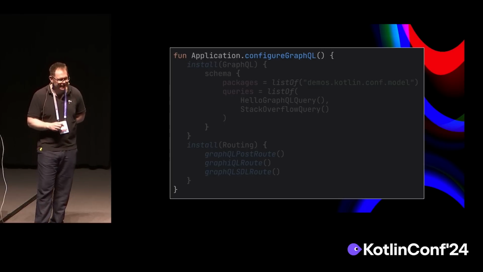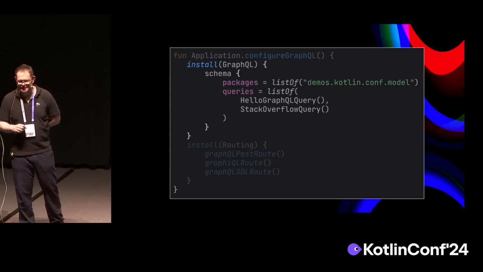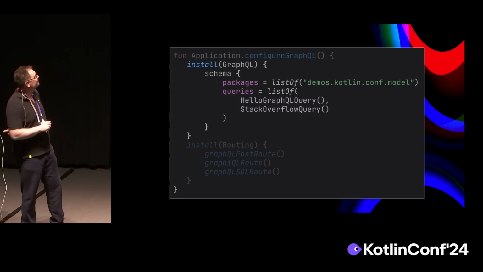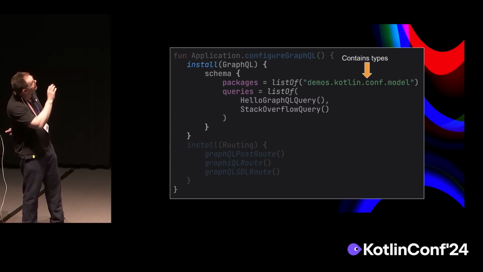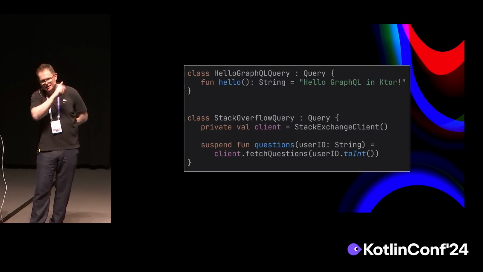How would we do that? Hopefully you're getting the idea by now. We'll write a little helper method, and then we'll install the plugin. So we'll say install GraphQL and give the details of how we want it to work. So these are the packages here that we're going to say, use those to build the schema that the queries will be based on. And our queries are going to be types that we create. So this is them there.